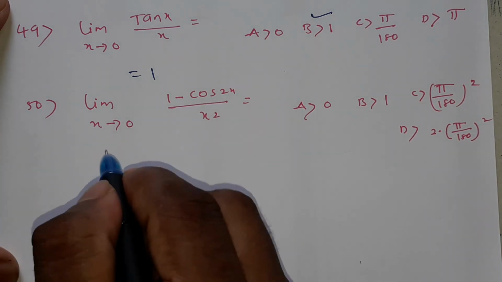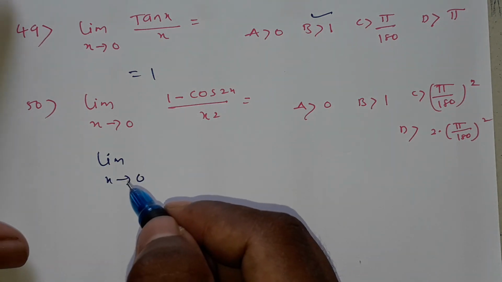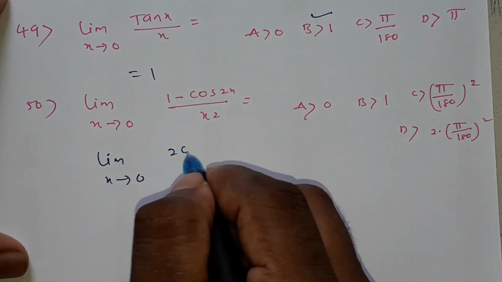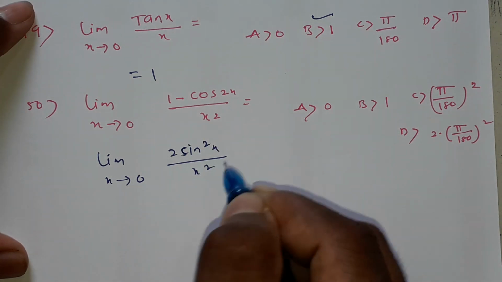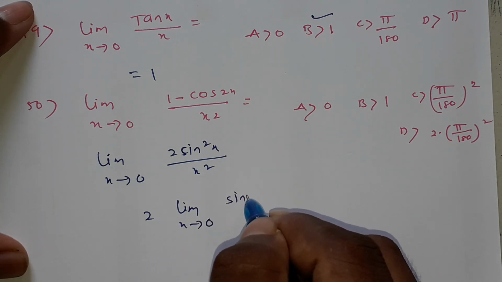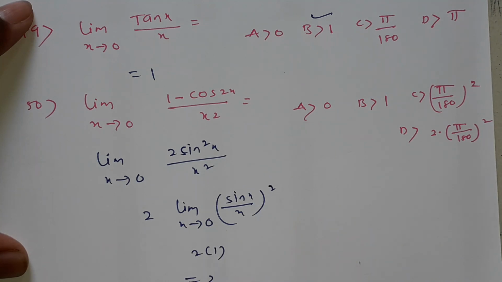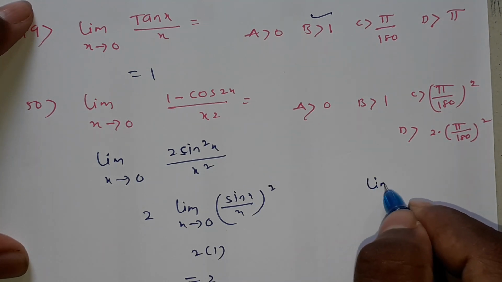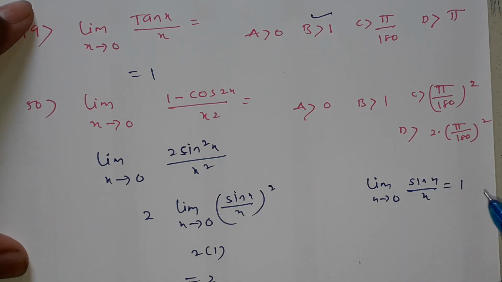Here simple. Limit extends to 0, 1 minus cos 2x formula is 2 sin square x by x square. 2 is the common term. Limit extends to 0, sin x by x whole square. So 2 into 1 is equal to how much? 2. The formula, limit extends to 0 sin x by x is 1.